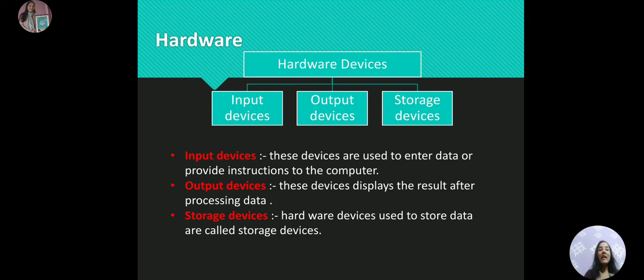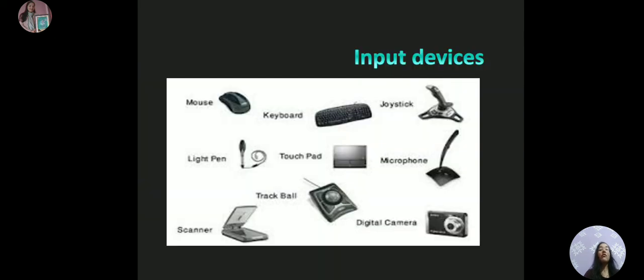Last is storage devices. As the name suggests, these are those devices which help us to store a lot of data, a lot of information. So broadly speaking, three kinds of devices: input for accepting the input or the commands, output to show the results, and storage to store the data or file. Now let's see a couple of examples of input devices.